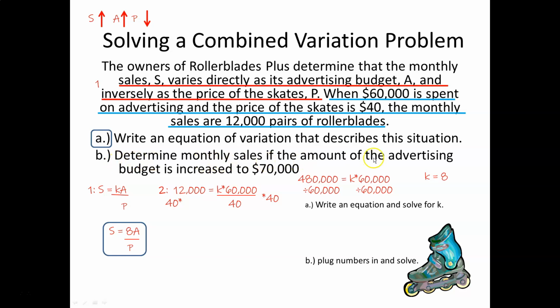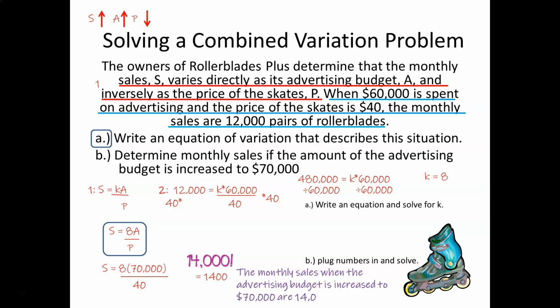Determine the monthly sales if the amount of advertising budget is increased to $70,000. And I'm assuming that we're keeping the cost of the skates the same. So we plug in our number, that's 70,000 for the advertising. And because they haven't told us a new cost for skates, that's what we're going to use. And let's see what happens to our sales. Do the math, we end up with 14,000. The monthly sales when the advertising budget is increased to 70,000 are 14,000. So I had written that wrong.